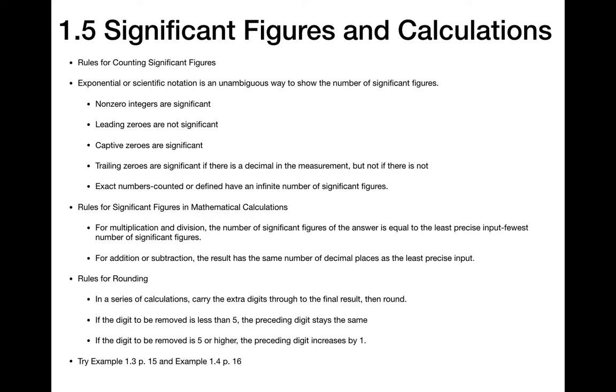Now for addition and subtraction, your result should have the same decimal places or place values as the least precise input. So if I'm trying to add 2 volumes together, one volume measured to the 10th place and one volume measured to the 100th place, the 10th place is my weakest link, and so I should have my answer only to the 10th place.